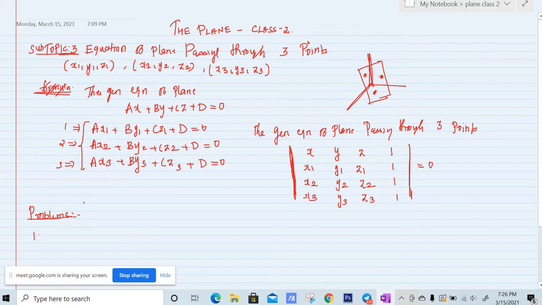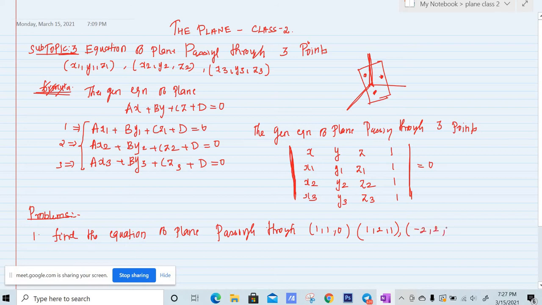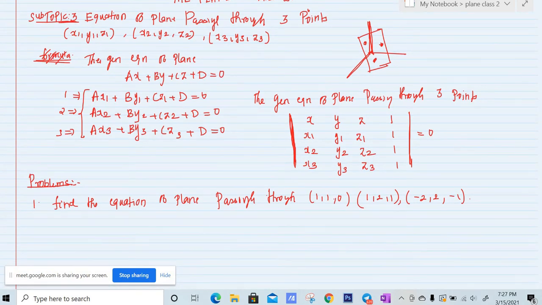So problem number 1. Find the equation of plane passing through (1, 1, 0), (1, 2, 1) and (minus 2, 2, minus 1), right? So we need to find the equation of plane that has to pass through these 3 points.